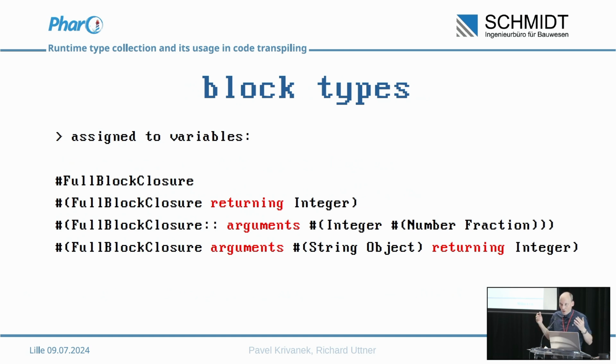Then, of course, you have blocks, and blocks need to be also typed. Blocks can have no type information because they have no arguments, no return value. You may describe the return value of the block and arguments, which is the array, and each index in the array corresponds to the given arguments. And of course, you can combine that together.